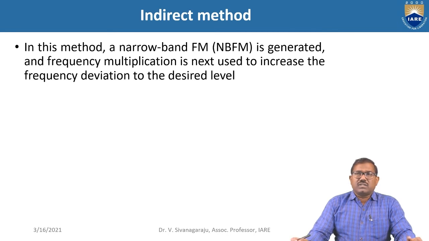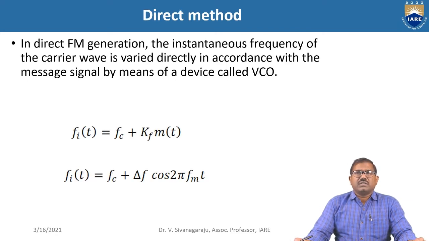But before going to the direct method, a brief introduction about the indirect method. In this method, a narrowband FM is generated and frequency multiplication is next used to increase the frequency deviation to the desired level. And coming to the direct method, in direct FM generation, the instantaneous frequency of the carrier wave is varied directly in accordance with the message signal by means of a device called VCO, voltage controlled oscillator.